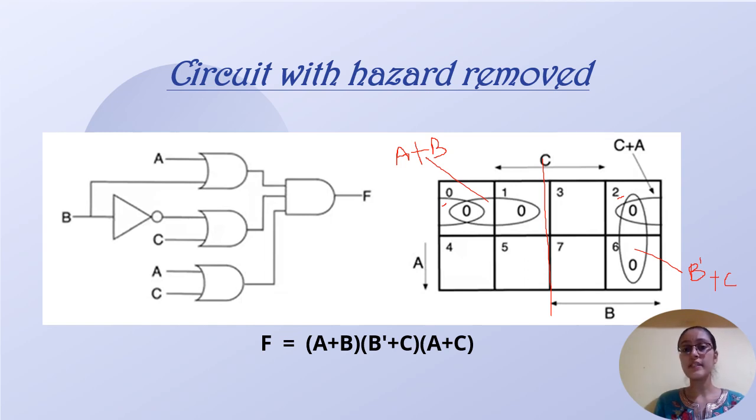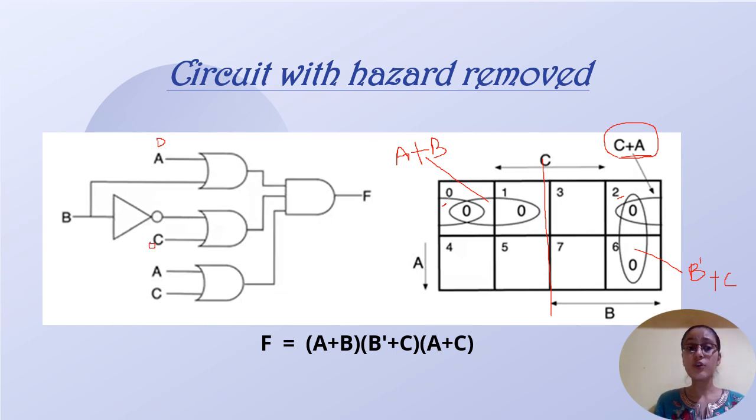So when we loop these two terms, we get the expression A plus C. So if we include this term in our final expression, then we'll be able to remove the static zero hazard. So let me explain to you. I told you that I'll be considering A plus A bar and C has 0 always.